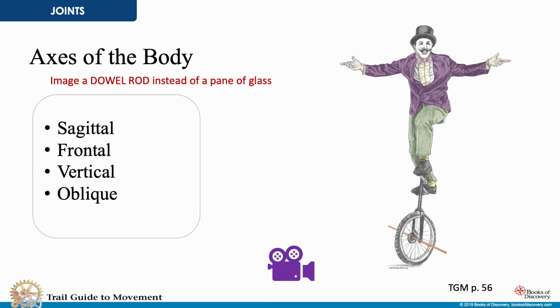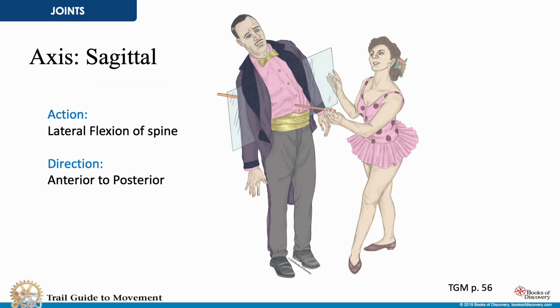Remember, for every plane, there is a corresponding axis. So again, we have sagittal, frontal, vertical, and oblique. With the sagittal axis, the dowel rod diagram is a great way to show this because it is moving anterior to posterior as if an arrow has been shot straight through you.